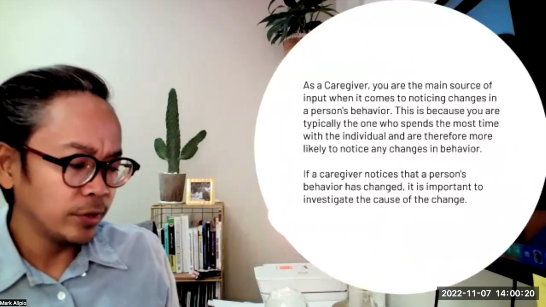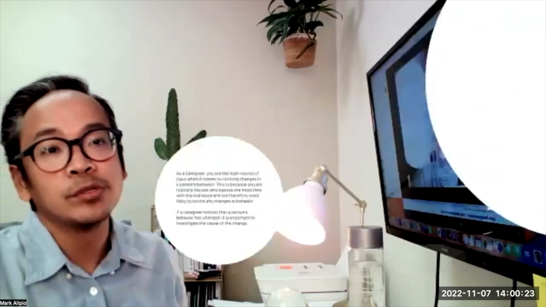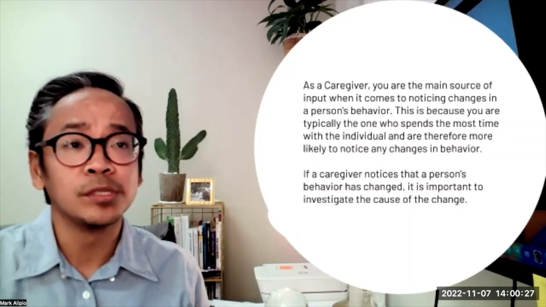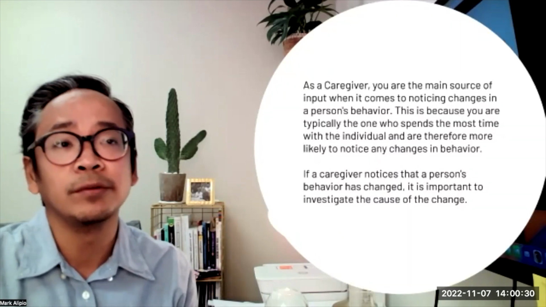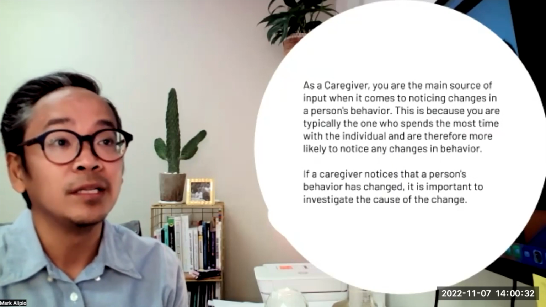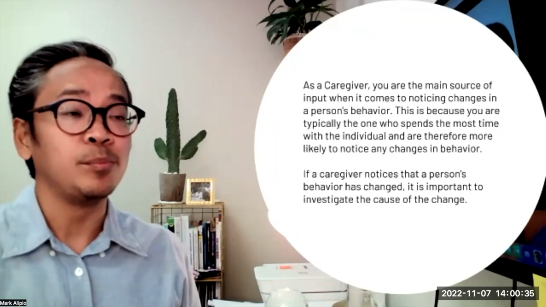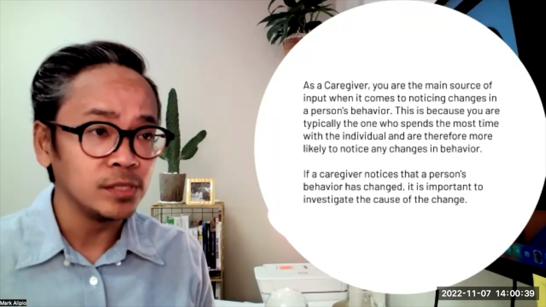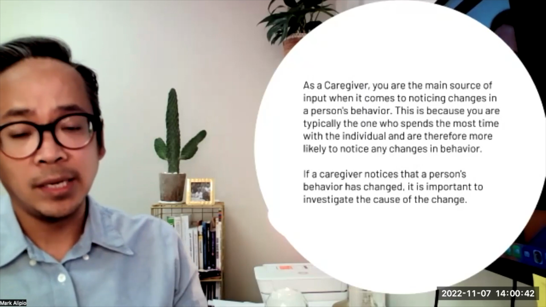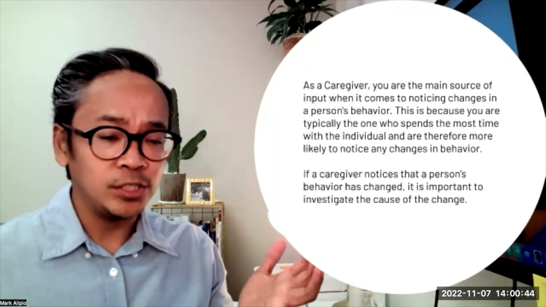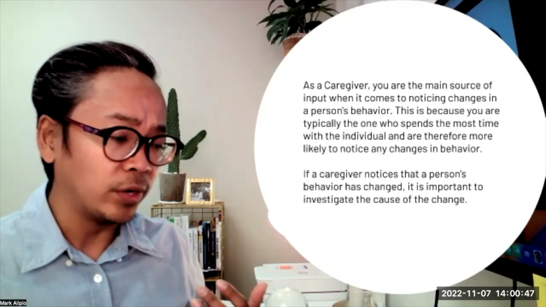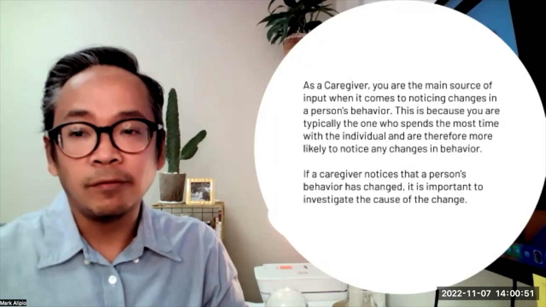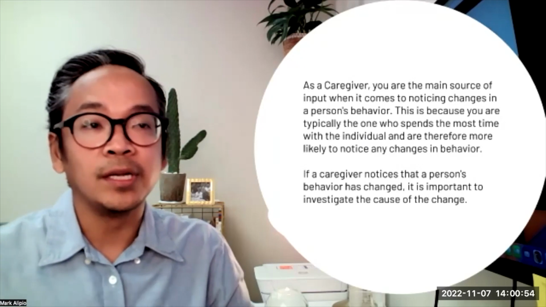So we're going to go ahead and talk about the main source of input. As a caregiver, you are the main source of input, meaning you are the main source of interaction when it comes to noticing changes in a person's behavior. This is because you are typically the one who spends the most time with this individual, and more than likely, any slight changes in physical or health conditions, we as caregivers have first experience of, or at least we're on the front lines in this.